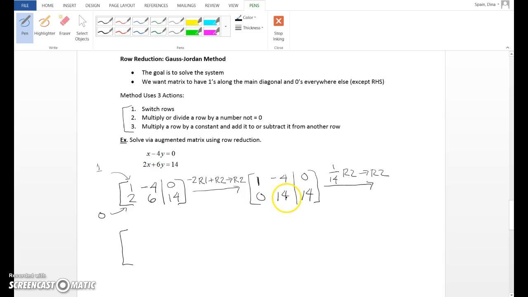Divide row 2 by 14, or 1 divided by 14 times row 2. It's going to look like this. Row 1, we still haven't touched row 1. That'll change next. If I take 0 divided by 14, I'll get 0. 14 divided by 14 will be 1.